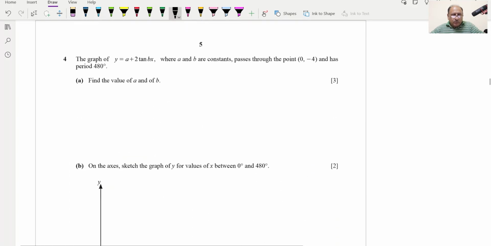So here question number 4 says the graph of y is equal to a plus 2 tan bx, where a and b are the constants, passes through the point 0 and minus 4 and has period 480 degrees. Find the value of a and b. So 3-mark question, we need to find the value of a and b. So our equation is this one, and period.